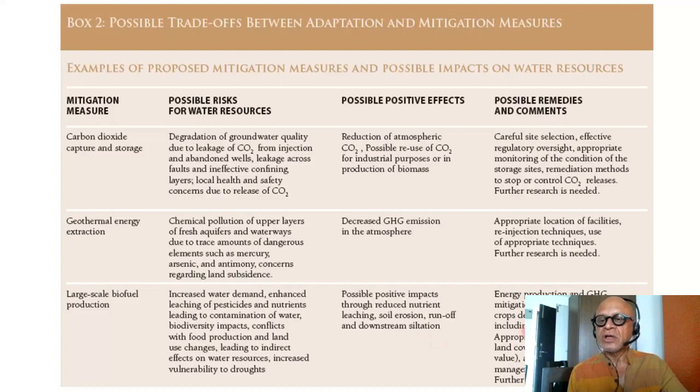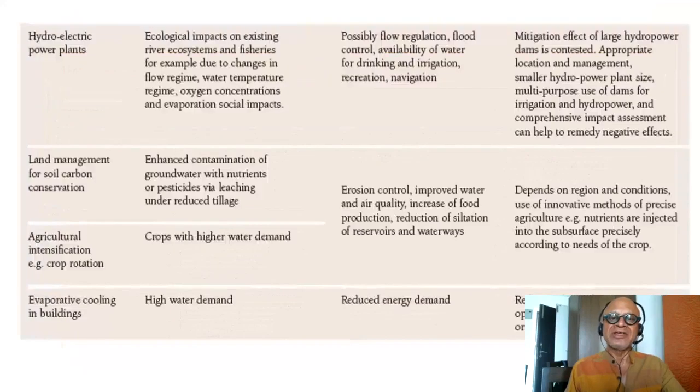Possible remedies and comments. Energy production and greenhouse gas mitigation potentials of energy crops depend on many factors, including land availability, appropriate location. The previous land cover should be of lower value. Appropriate design and management are essential. Further research is needed. So this idea that degraded land will be somehow used to produce bioenergy crops has not really worked out so far, but nonetheless we keep saying that some bioenergy crops, biodiesel crops can be grown on degraded land. Okay, so that's a technological promise that has to be realized yet.